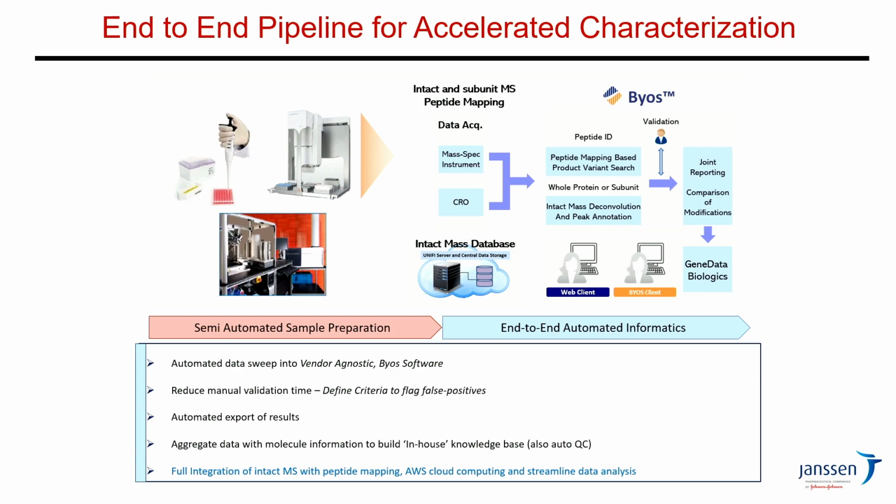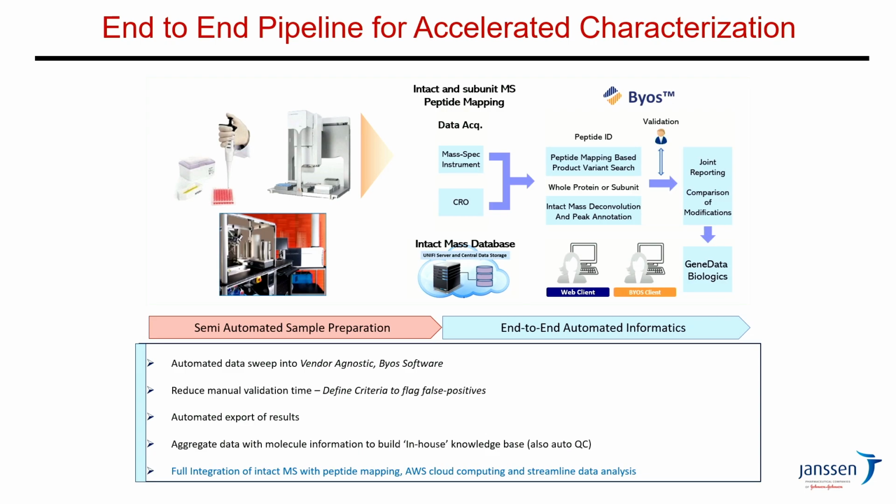Currently, the sample prep is semi-automated, but we are hoping to completely automate this process. And we are currently working with a lot of automation companies to integrate liquid handling with the mass spectrometry, where robotics will actually deliver the samples into the mass spec automatically.